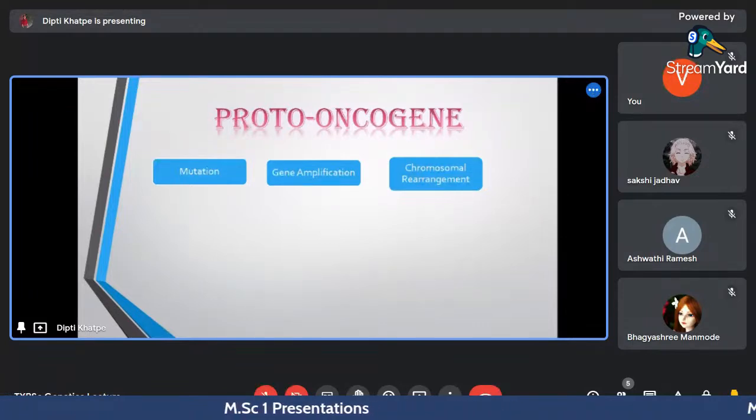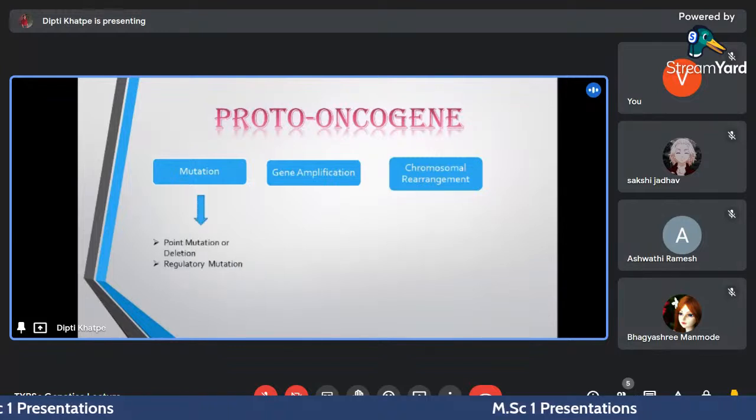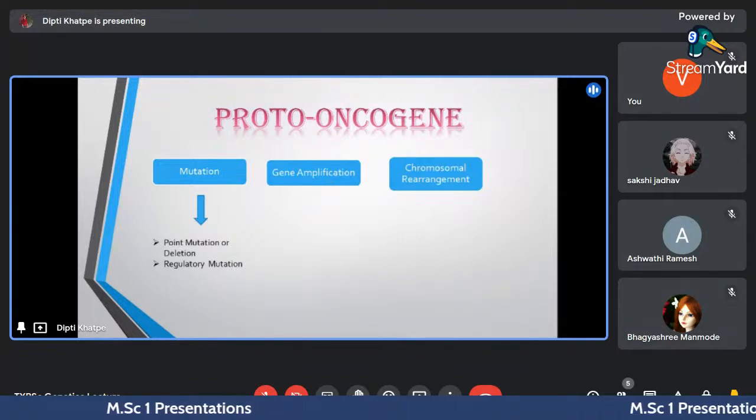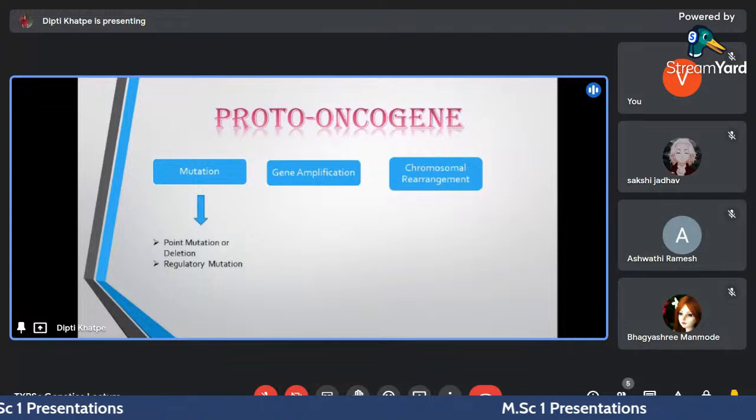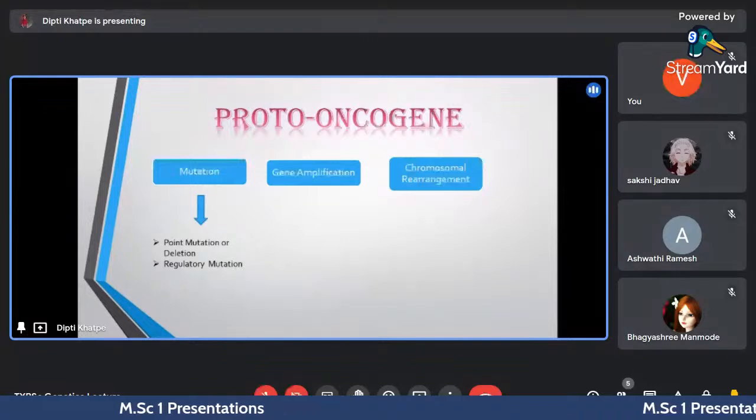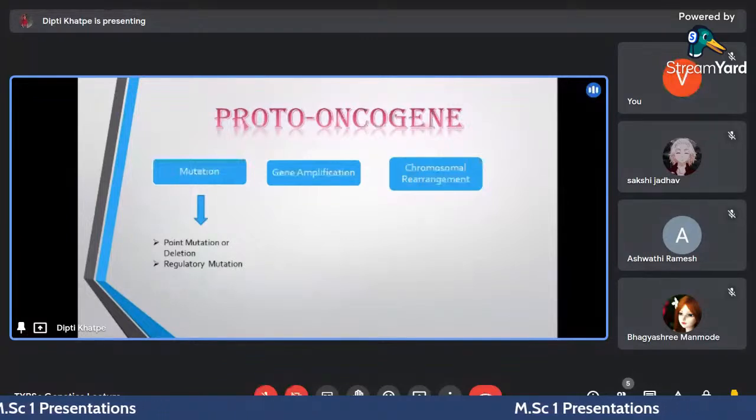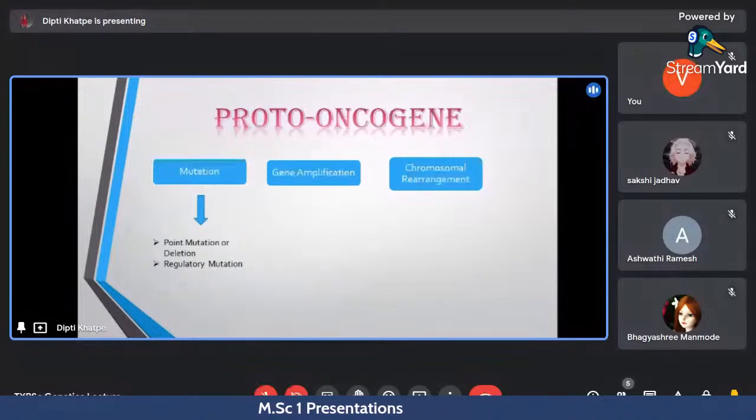First is mutation. Mutation is also called point mutation or deletion, and second is regulatory mutation. In point mutation, we get an abnormal non-functional protein, whereas in regulatory mutation, we get the normal protein, but it is always overexpressed. Point mutation in the RAS gene causes cancer. Regulatory mutation mostly happens in enhancer sequences of DNA.